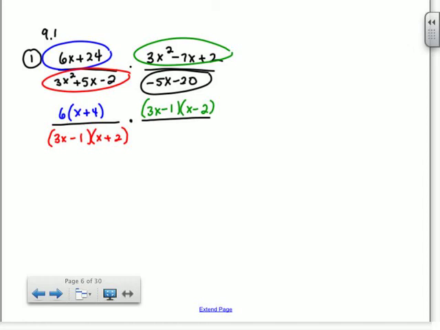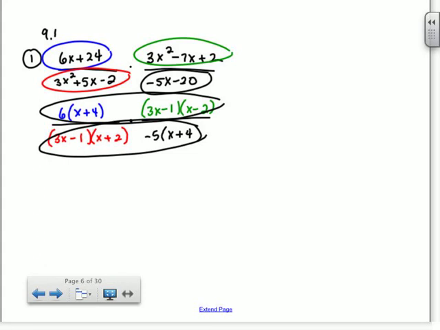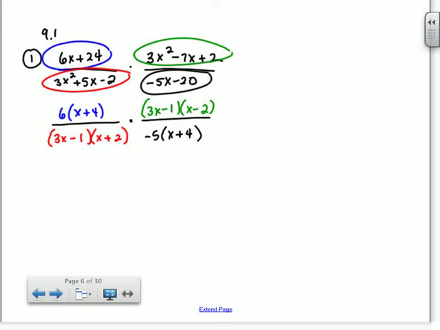And then the very last thing, I have negative 5x minus 20. So pull out its common factor. So the negative 5, and you'd have x plus 4 left. Okay, now this is like you have one big fraction. I mean, think of multiplying all of the top together and all of the bottom together. So anything on top is going to cancel with anything that's on the bottom. Okay, so if I have 3x minus 1 on top and bottom, it's going to cancel. If I have x plus 4 on top and bottom, it's going to cancel.